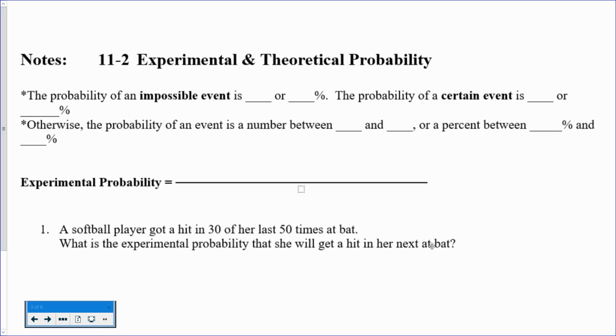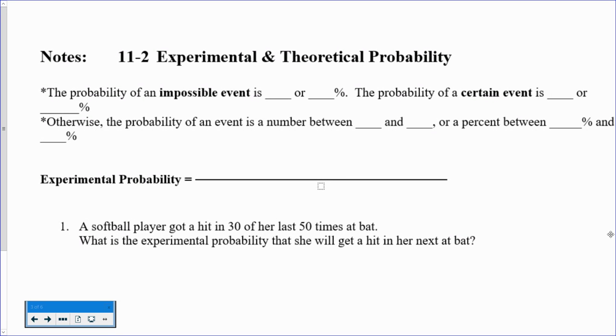All right, today's notes is on 11.2, experimental and theoretical probability. I decided to do another handout with this lesson. There's a lot of words to write out, and there's not a lot of work to do these problems. We can go through this lesson pretty quick.